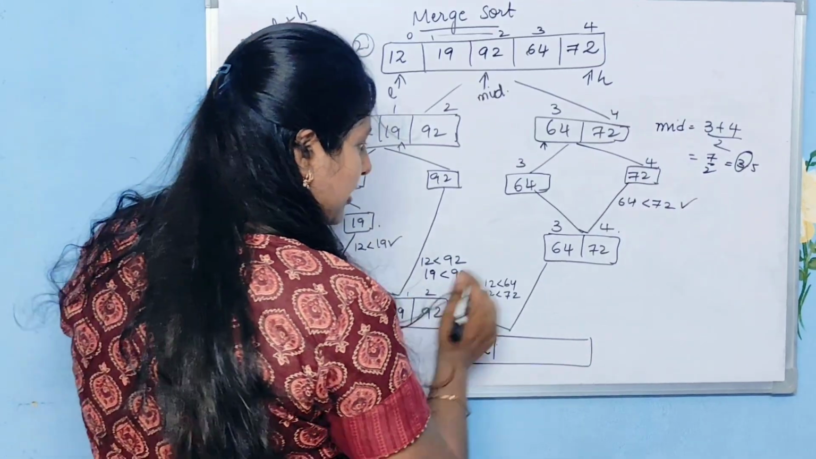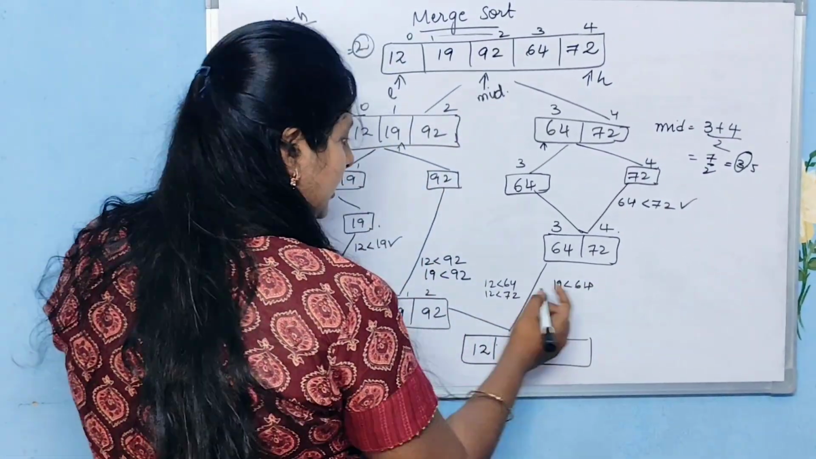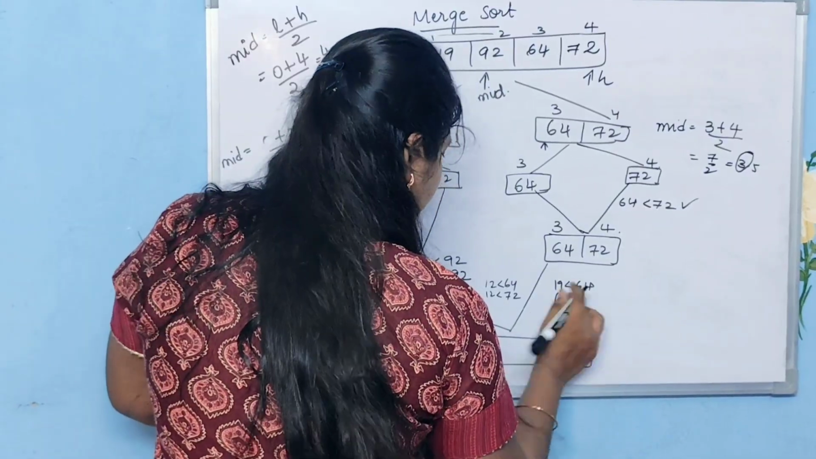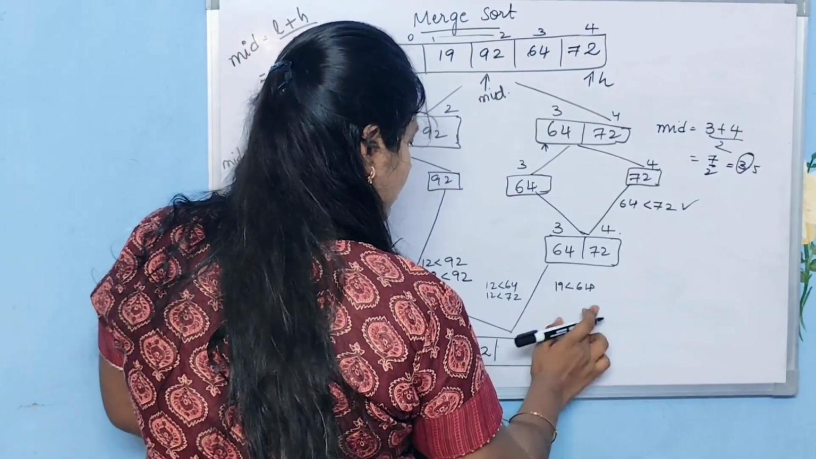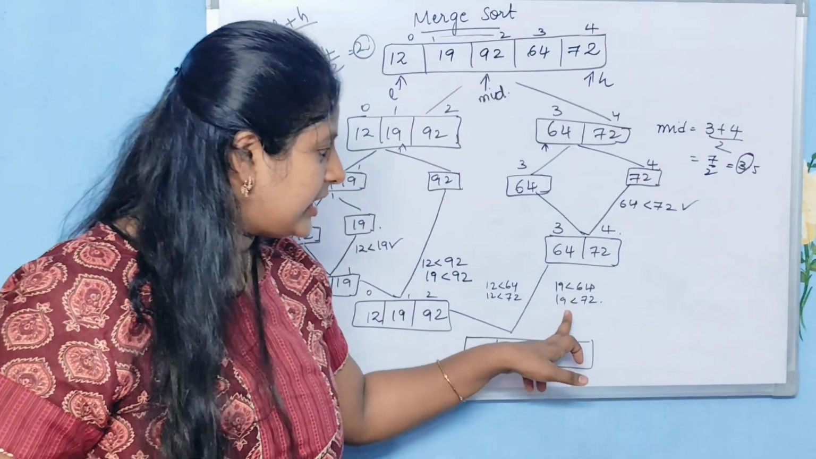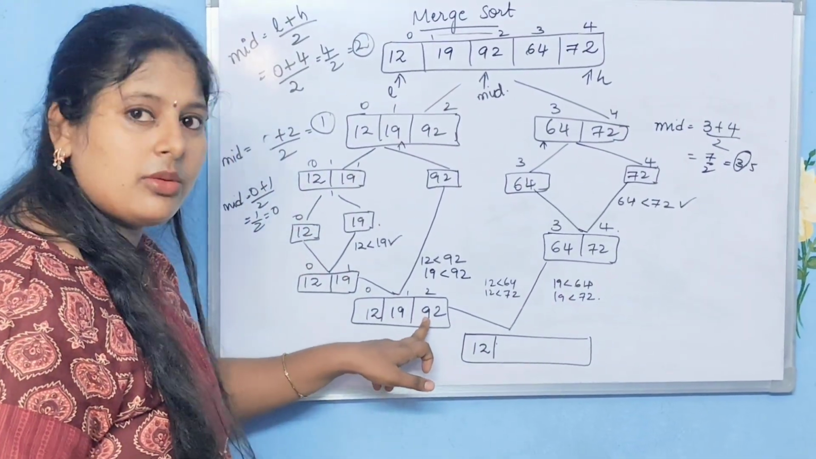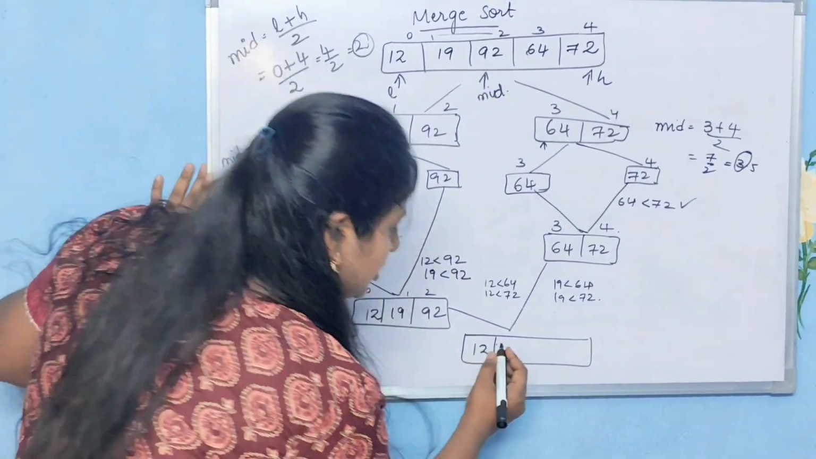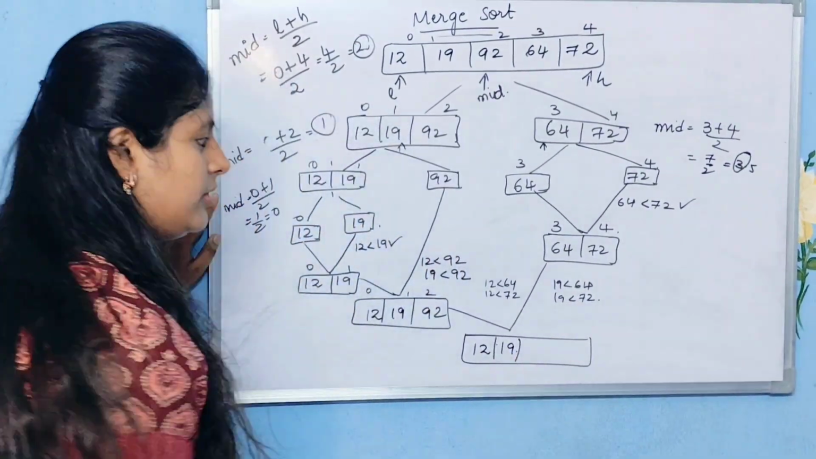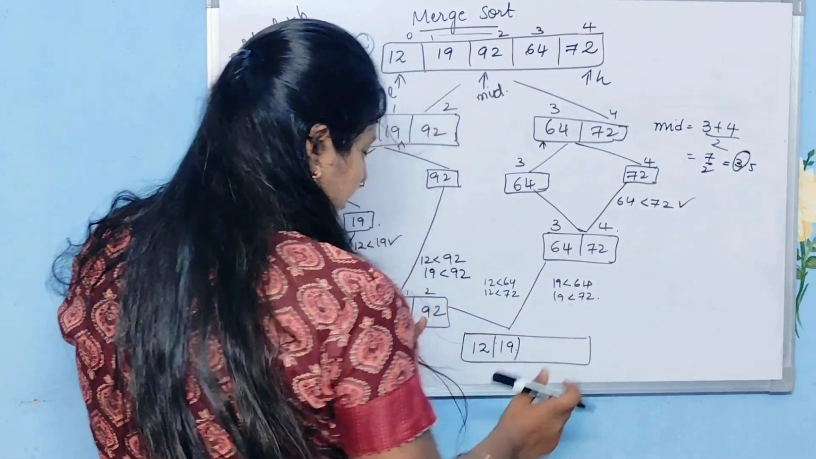Now 19 is compared with 64, and again 19 is compared with 72. That means obviously 19 is less than 64 and 72. So 19 comes next to 12. After this, 92 is compared with the remaining elements.